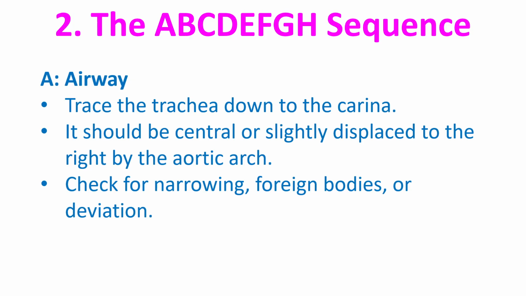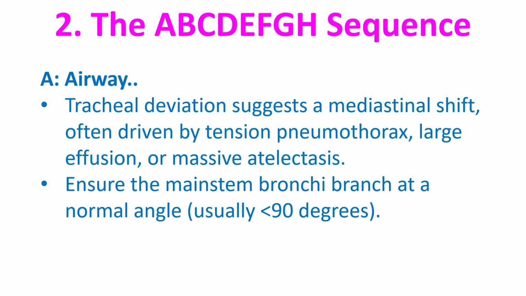The ABCDEFGH sequence. A for airway. Trace the trachea down to the carina. It should be central or slightly displaced to the right by the aortic arch. Check for narrowing, foreign bodies or deviation. Tracheal deviation suggests a mediastinal shift, often driven by tension pneumothorax, large effusion, or massive atelectasis. Ensure the mainstem bronchi branch at a normal angle, usually less than 90 degrees.